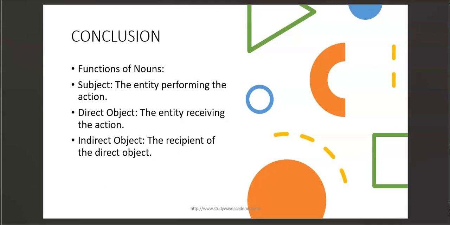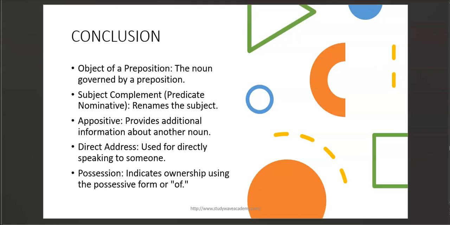We also looked at the functions of these nouns, whereby I talked about them being a subject, direct object, indirect object, object of preposition, subject complement, appositive, direct address, and possession. So all these are things that I looked at.